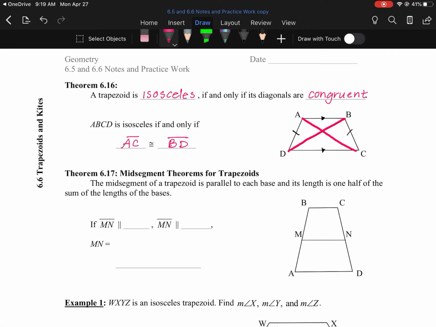And last but not least, our theorem for today, and actually it's not our last, we have a couple on kites then, is our mid-segment theorem. The mid-segment of a trapezoid is parallel to each base, and it's half the length of the sum of the bases. So very similar to that of a triangle. All right, so we are going to put that these two are parallel.